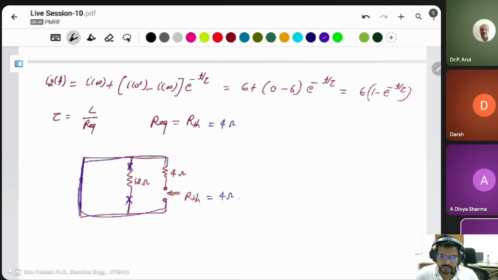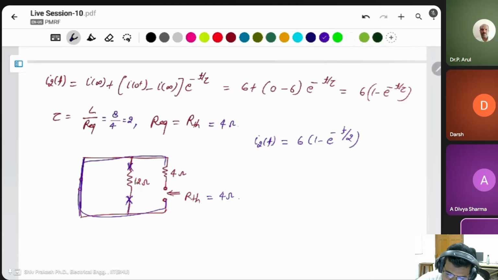Then what is your circuit? I2(t) is equal to 6 into 1 minus e to power of minus t by tau. Tau is L by R. L is given in the question as 8 Henry and R equivalent is 4. This will be 2, so e to power of minus t by 2.